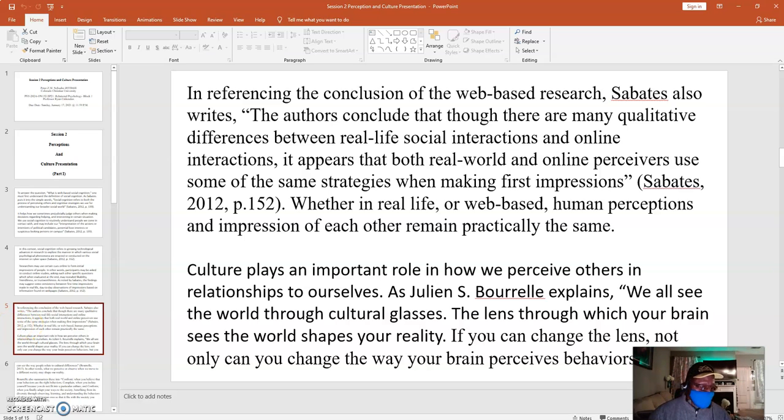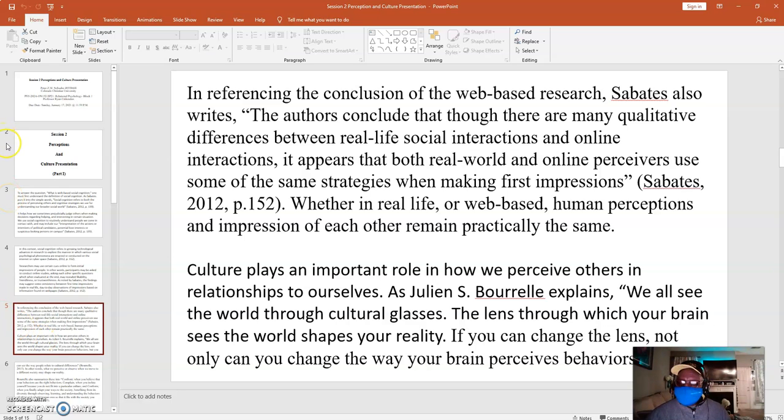And in terms of culture, how culture relates to our perception of others and ourselves. Culture plays an important role in the way we perceive others in relationship to ourselves.